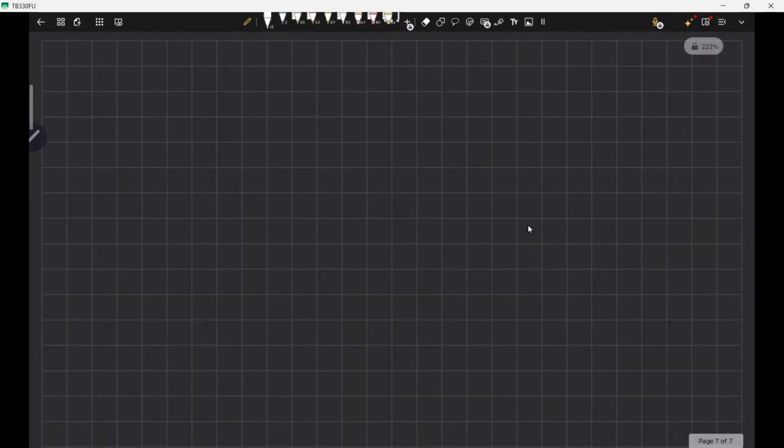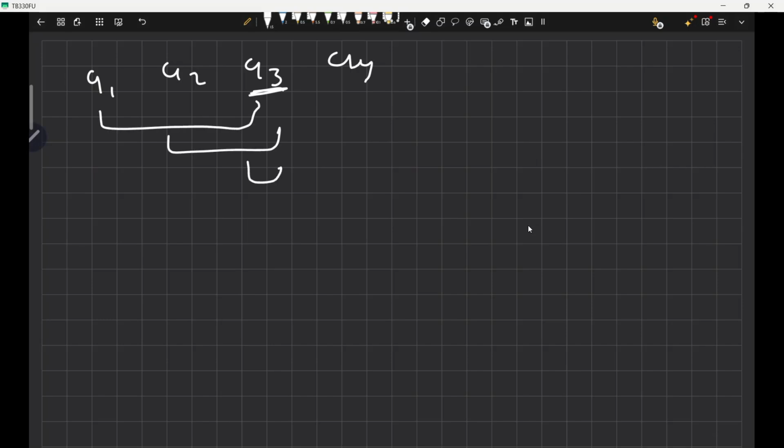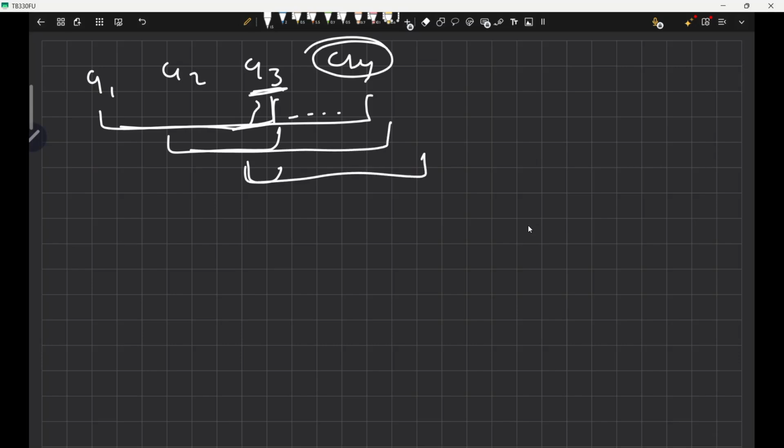Let's say the subarrays are something like this, and so you have some answer of this A3. So these are the three possible subarrays. Then for A4, you can just expand this subarray, right?